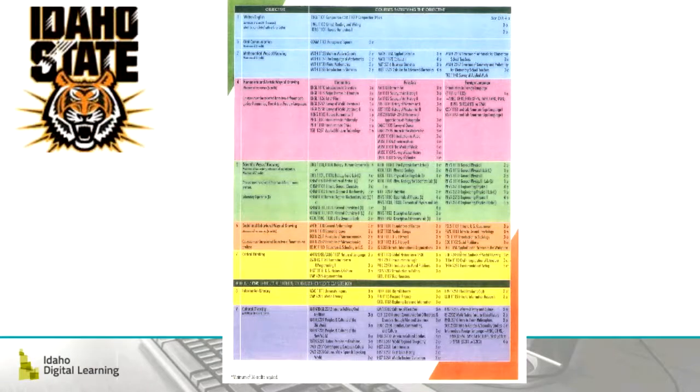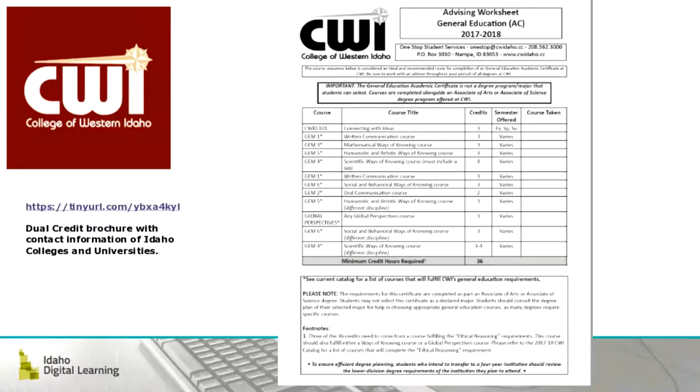I also have, right underneath their logo, the tiny URL. If you click on that tiny URL or type that in, you'll be able to look at all the different colleges and universities in Idaho and find these same type of forms to help your students in making a plan if they want to get the AA, the associate degree, or whatever their plans are. I don't want to spend a lot of time on that, but that tiny URL will get you the other universities.